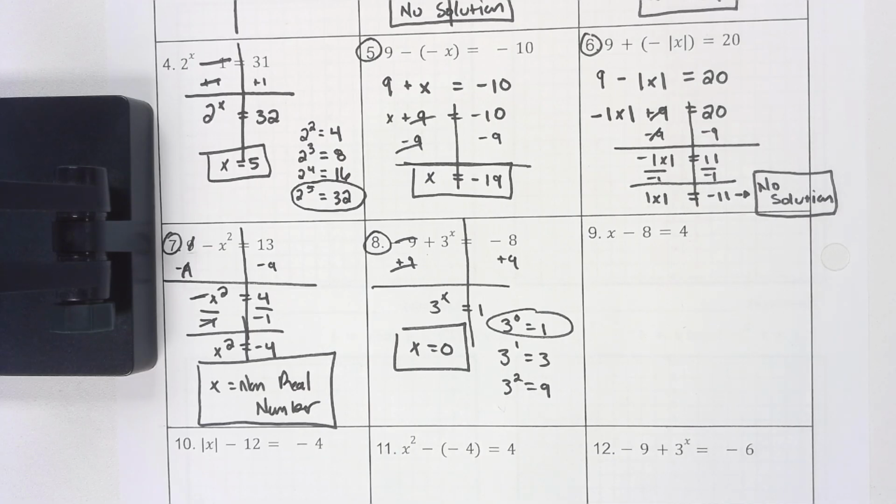Then number 8, -9 plus 3 to the power of x. So I add 9 to start. 3 to the power of x equals 1. The fact that helps me is that 3 to the power of 0 is 1. So that tells us that x has to be 0.